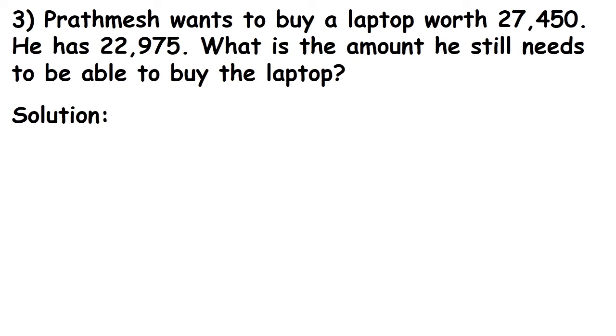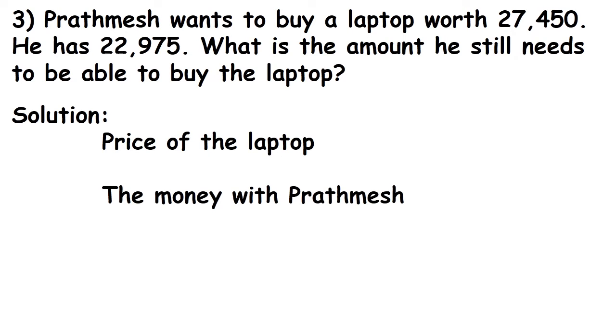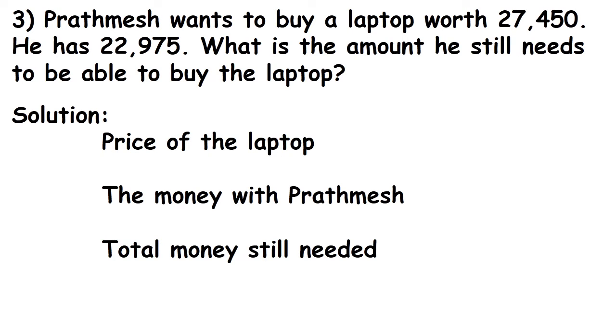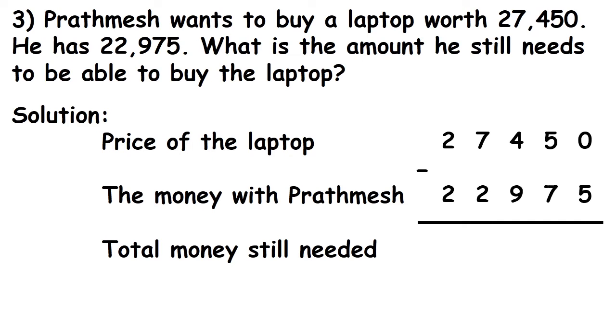To find that amount, we have to minus the smaller number from the bigger one. So, the price of the laptop is 27,450. The money with Prathamesh is 22,975. Let's subtract them. So 0 minus 5. Since we cannot subtract 5 from 0, we have to borrow. So 0 will become 10 and 5 will become 4. So 10 minus 5 is 5.